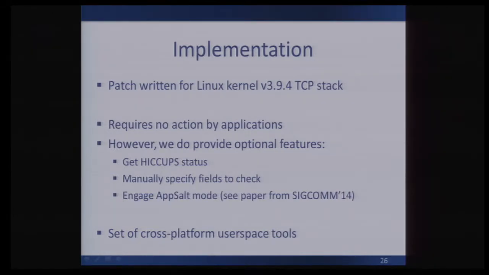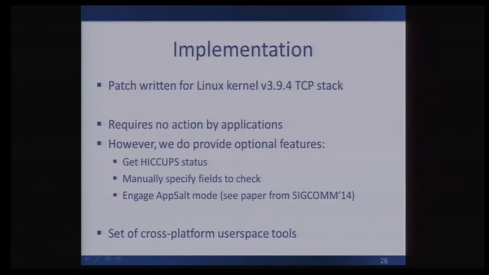And so for our implementation, we wrote a patch for the Linux kernel version 3.9.4 that alters the TCP stack in Linux to enable Hiccups. And this particular addition requires no action by applications, but if they want, we provide some additional optional features they can take advantage of. For instance, getting the status from the check, manually specifying certain fields that an application may want checked, and also engaging what we call absolute mode, which is a way to add additional protection to the hashes and make them harder to fake.